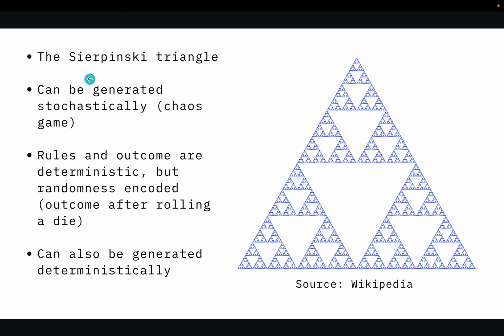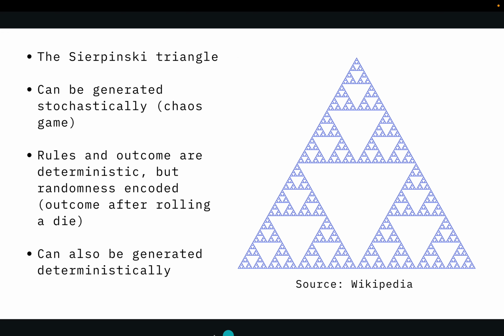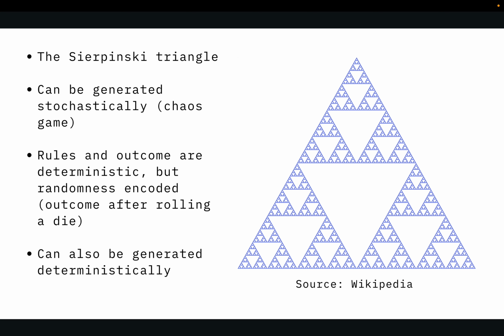Now the point is that we started with the question, how can order arise from randomness? Well, there's a very good way to generate this pattern. Other than what I said, it can also be generated deterministically. You start with a triangle and you mark the midpoints and you keep doing this. That's a very clean way to do this, because that's deterministic. There is no randomness. But at the same time, it's very interesting.